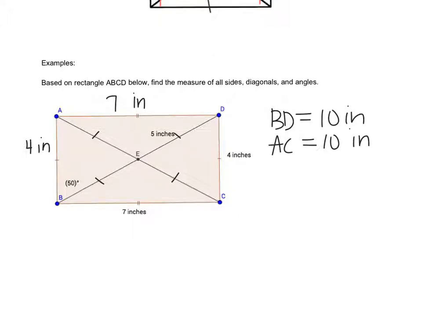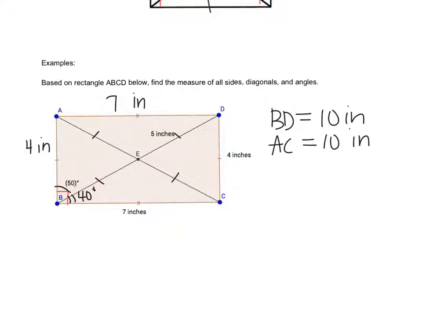When it comes to finding our missing angles, we know that angle ABD is 50 degrees. And because all of the angles in a rectangle are 90 degrees, that means that the angle CBD has to be 40 degrees. We're going to also go ahead and find the measures of all of our other angles, and I'm just going to use some congruent arcs to label which ones are congruent.